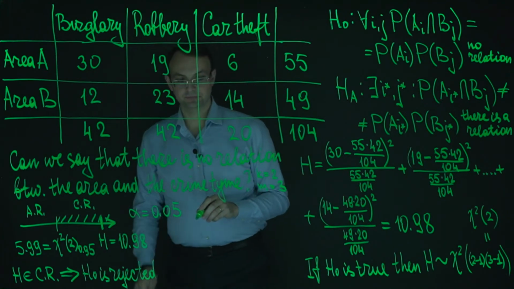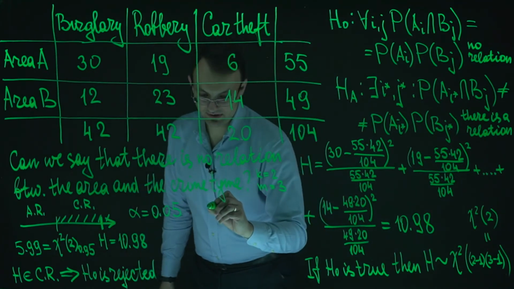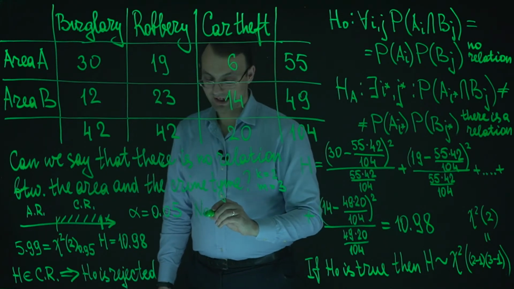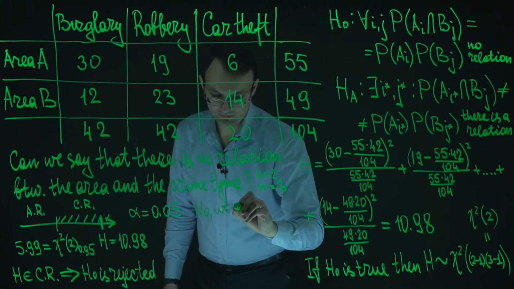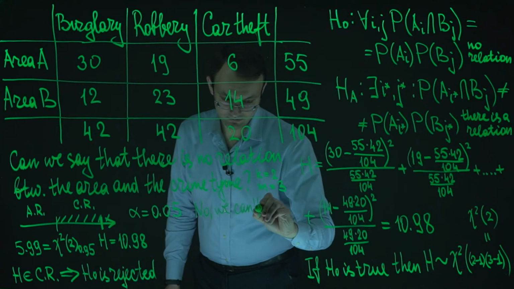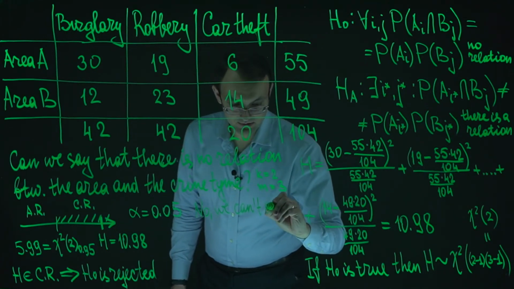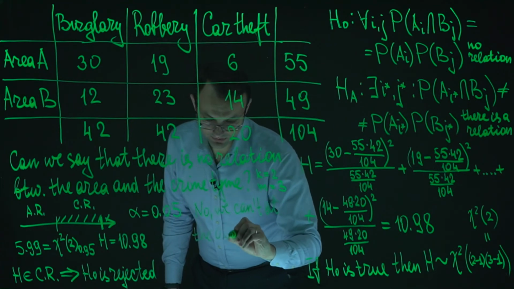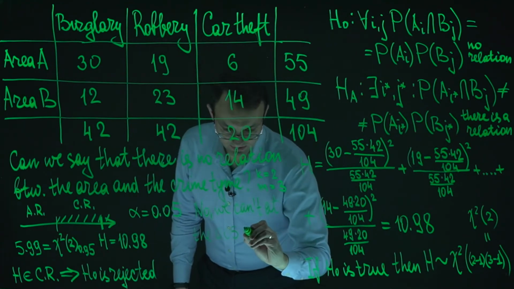So the answer is no, we can't, at the 0.05 significance level.